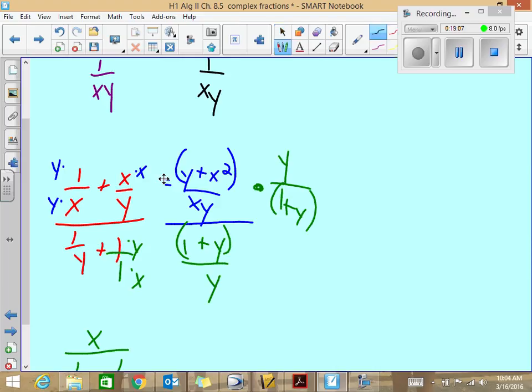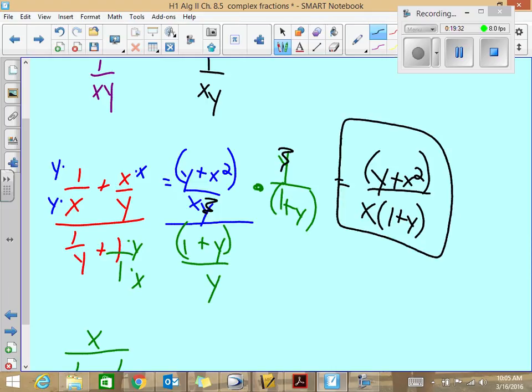Okay? So now we've got y plus x squared over xy times y over 1 plus y. So these y's are not part of the family. They can cancel, but nothing else can cancel. Okay, because everything else has a plus or minus with it, or this x just doesn't have anything left. So our final answer is y plus x squared, and again, use parentheses, over x times 1 plus y. Okay? Make sense? Kind of? Okay?